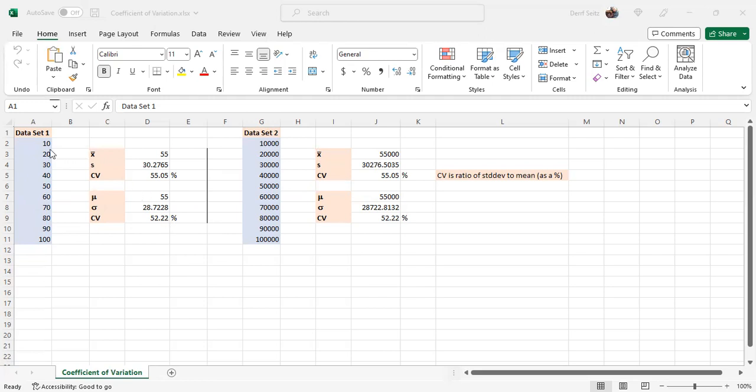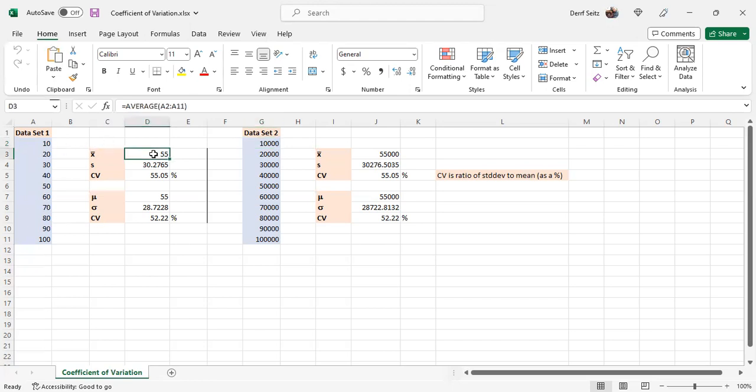Let's start over here on the left. The data for data set 1 goes from 10 to 100, going up by tens. Data set 2 has 1,000 times the value in data set 1 replicated. So every item is 1,000 times what it was over here.